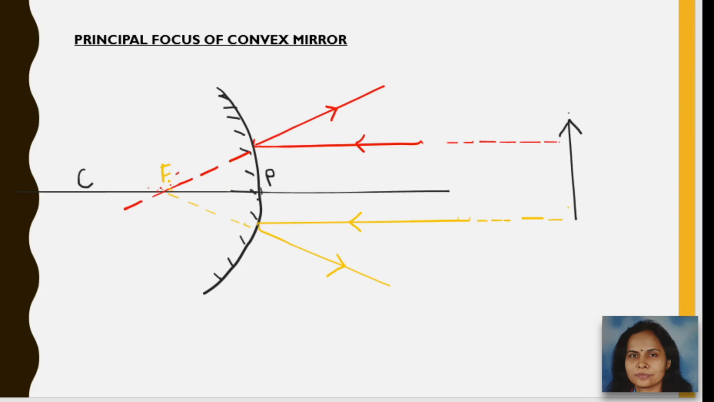So how can we define the principal focus of convex mirror? The incident rays which are parallel to the principal axis, after reflection from the convex mirror, appear to diverge from a point behind the mirror. So this point is known as the principal focus. So let's define the principal focus.